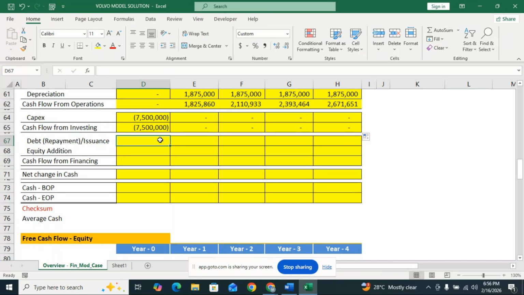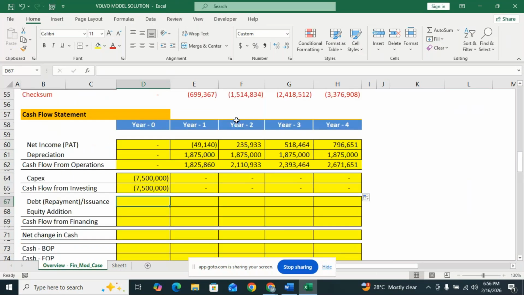Excuse me. Yes, ma'am. Why is depreciation considered as a plus for the cash flows, ma'am, instead of a minus?